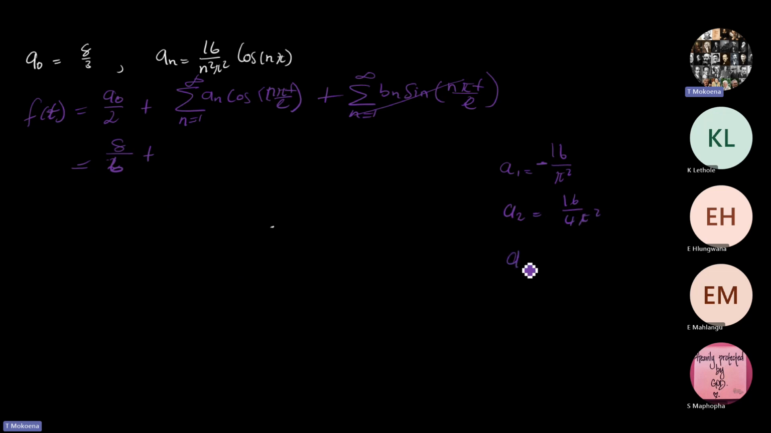And therefore, a sub 3, let's just write 3 terms. We substitute 3 there. What is 3 to the power of 2? It's 9. So we have 16 over 9 pi squared. Cos, what is cos 4 pi? Cos 4 pi is going to be negative. I mean, not 4, 3. Cos 3 pi is going to be negative. So we're going to have negative 16 over this thing. I don't need this part.